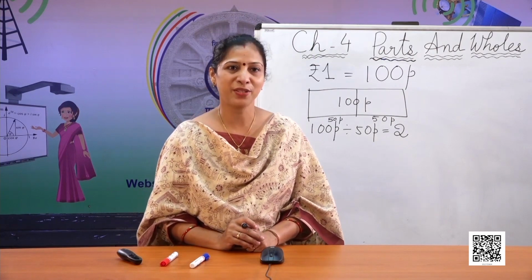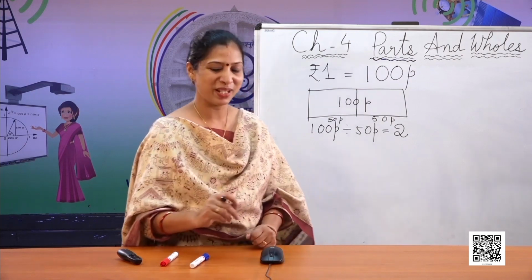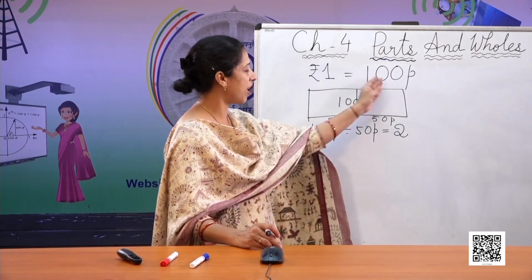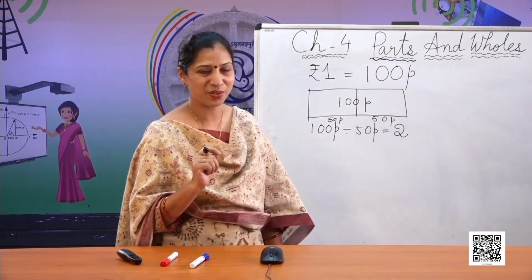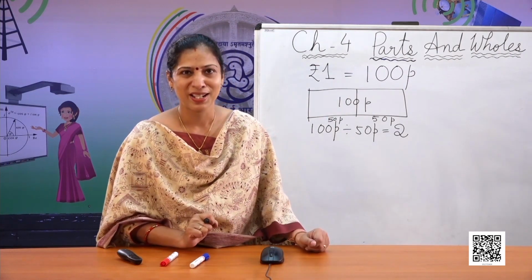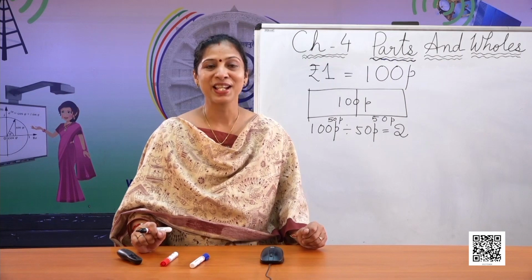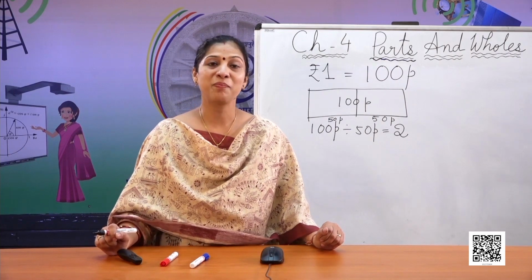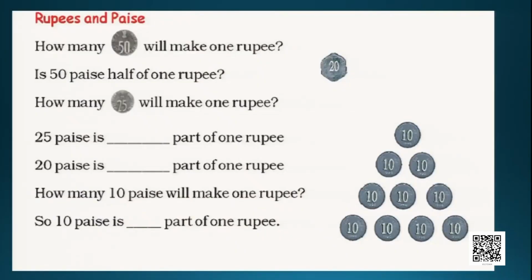Similarly, children, can you tell me how many 25 paise will make 1 rupee? Very simple. Again, I have given you a clue here. 1 rupee is equal to 100 paise. 100 paise divided by 50 paise, here I have done. So, you have to do 100 paise divided by 25 paise. Did you get the answer? Yes, children. The answer is 100 divided by 25 is equal to 4. So, there will be 4 25 paise coins in 1 rupee.